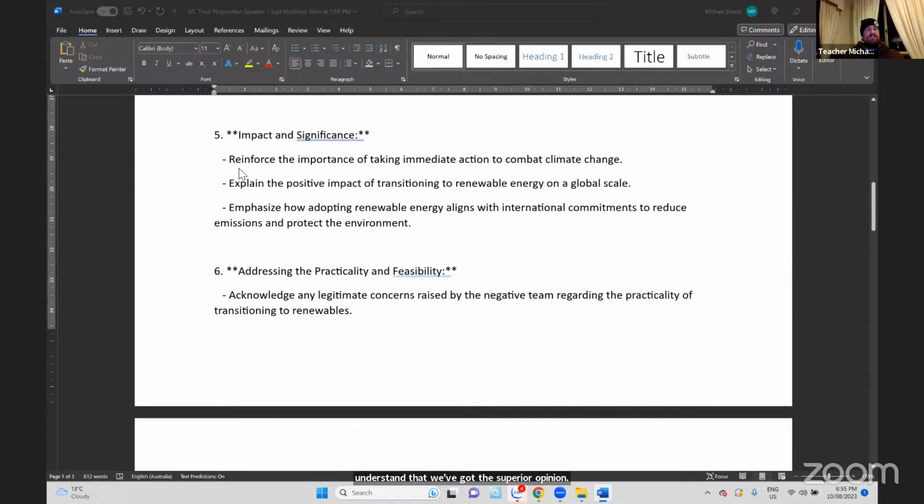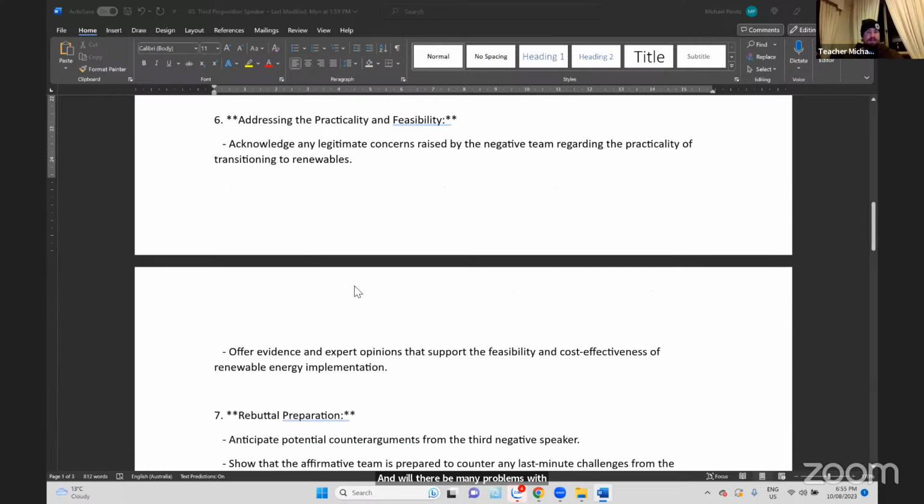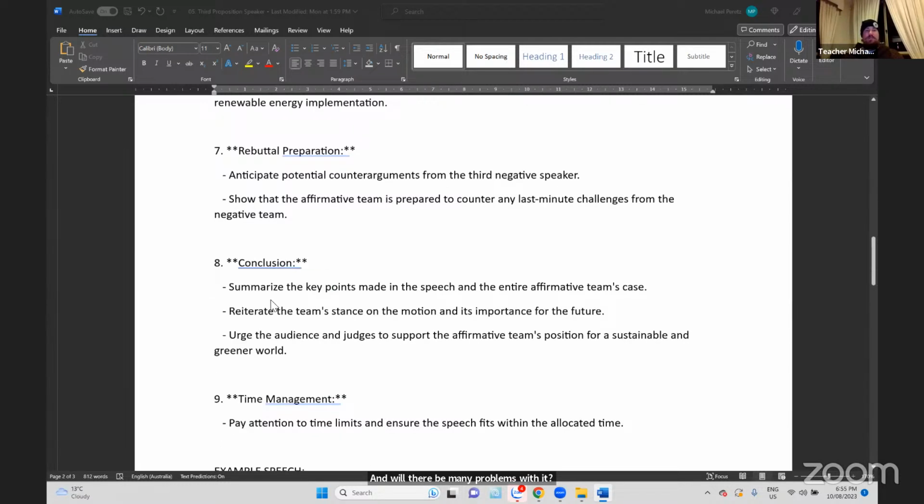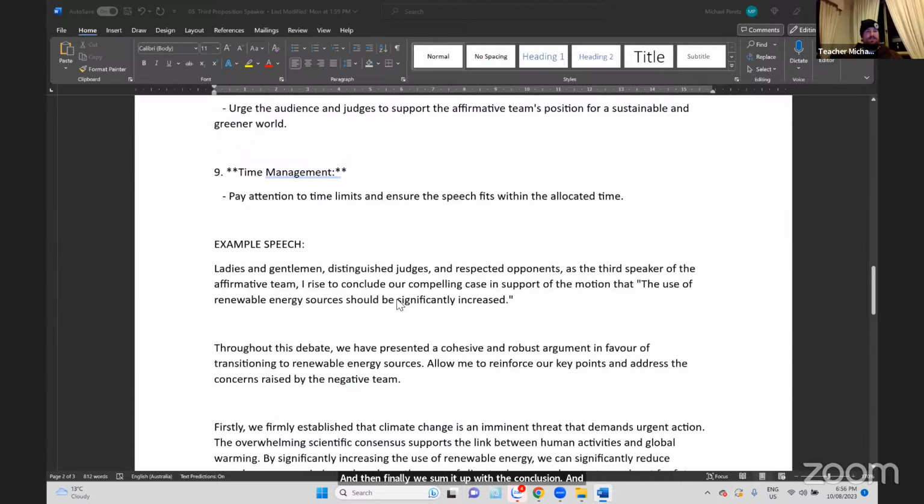We need to address a few more things. So why is it so important that the audience and the judges believe us? And we also need to address things like the practicalities of it. So how easy is it to do, and will there be many problems with it? And then finally, we sum it up with the conclusion, and let's take a look at the speech.